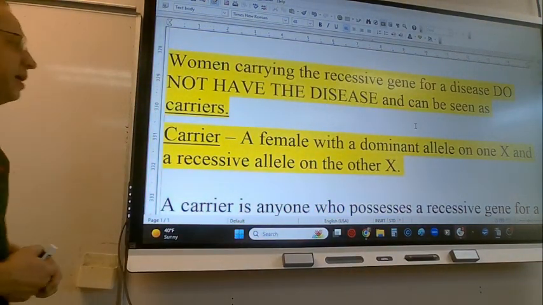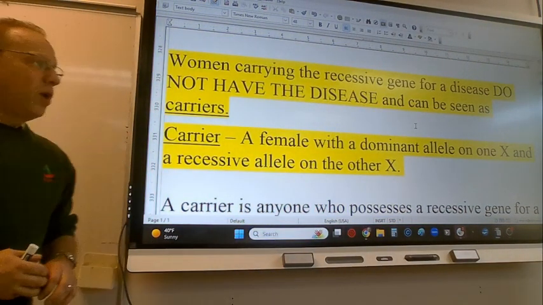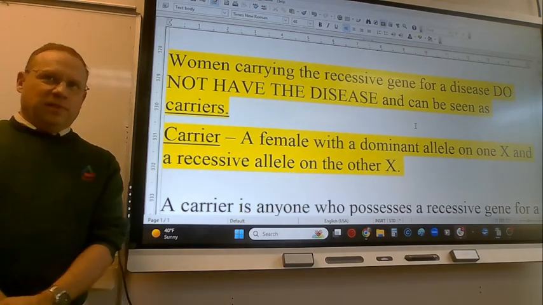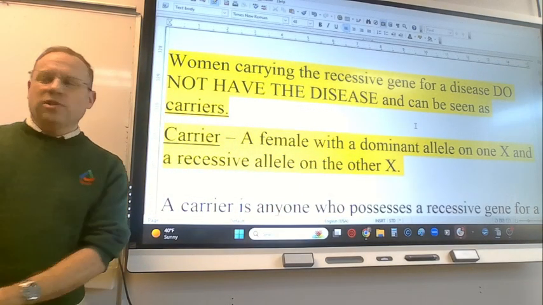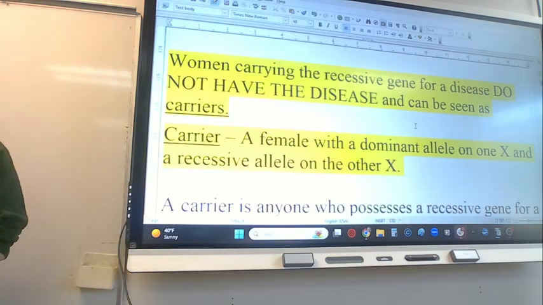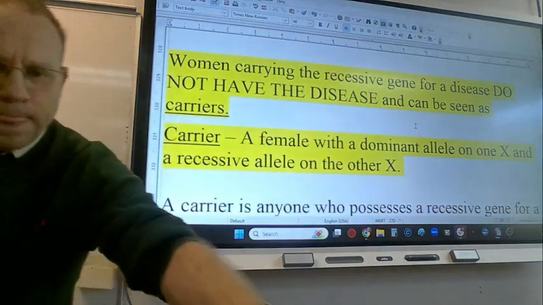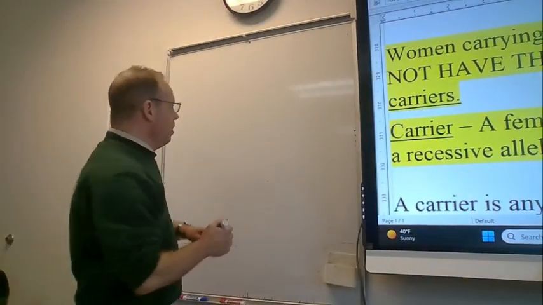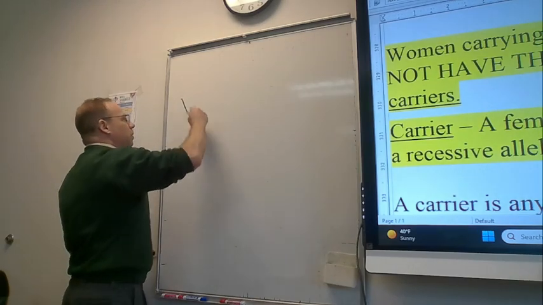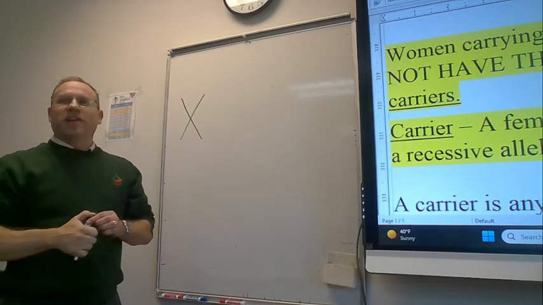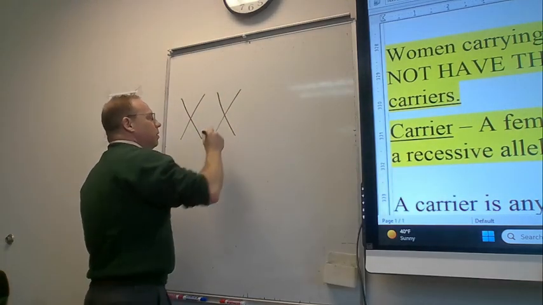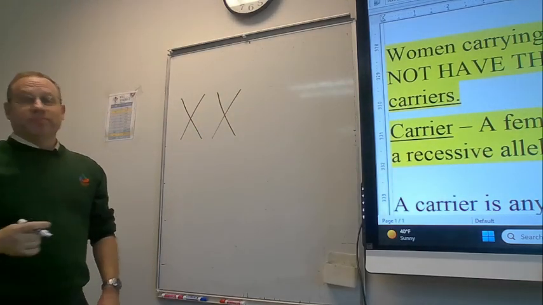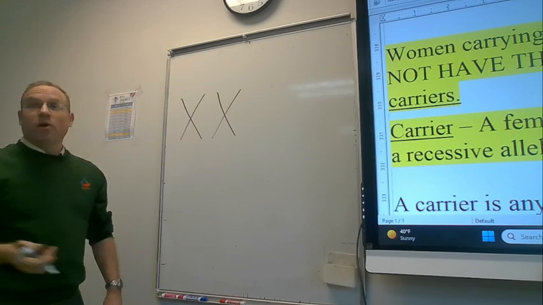A carrier is a female with a dominant allele on one X and a recessive allele on the other X. So essentially, it's like heterozygous in a way. Over here, you cannot have the disease, but you're carrying it secretly. That's a carrier. Let me show you. It's kind of like homozygous, heterozygous.